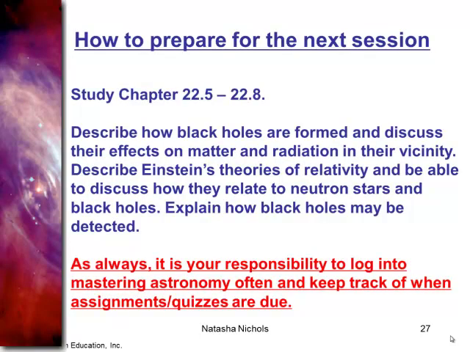Study Chapter 22.5 through 22.8. Be able to describe how black holes are formed and discuss their effects on matter and radiation in their vicinity. Be able to describe Einstein's theory of relativity in the most general terms, and be able to discuss how it relates to neutron stars and black holes. And also be able to explain how black holes may be detected.